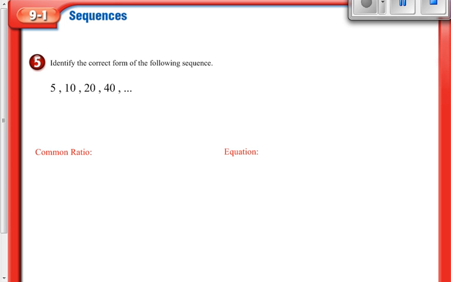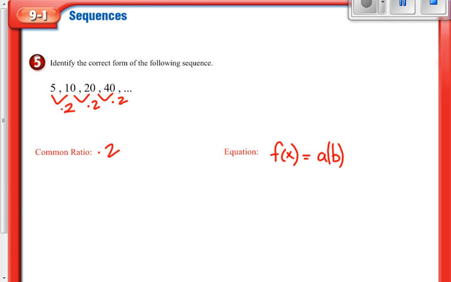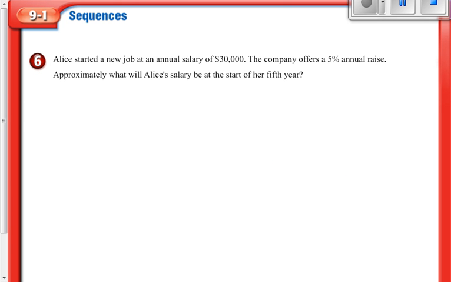So let's identify what's happening here. We are multiplying by 2, multiplied by 2, multiplied by 2. Common ratio here, multiplication of 2. Equation f of x equals a b to the nth power. A represents the first term in the sequence, 5, or your starting point, basically, if you can think of it like that. B is the common ratio, 2, again to the nth power. So I'm going to show you in this next example how the geometric sequence is used.